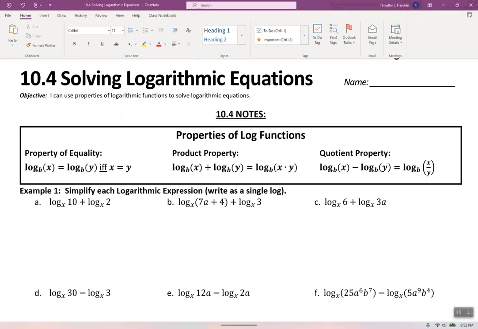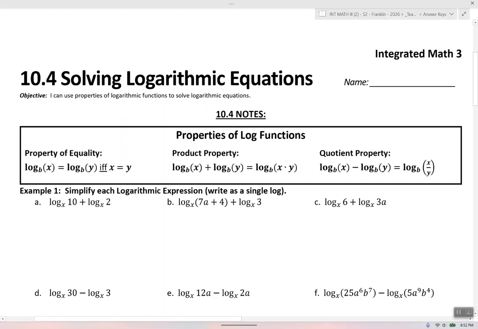The first is the property of equality, and it says that two logs with the same base are equal if and only if the numbers or expressions inside those logs are also equal. That's the property of equality. So log base b of x is equal to log base b of y if and only if x equals y. And that means it goes the other way, if and only if. So if x equals y, then those two logs are equal as well.